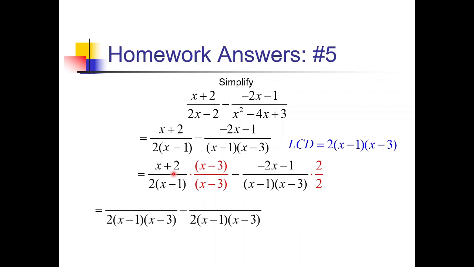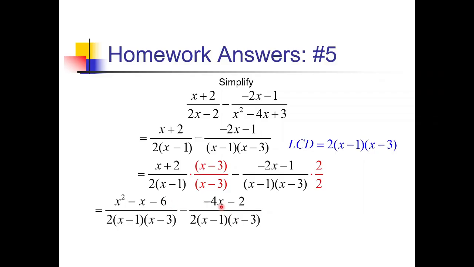For my first fraction here, I'm going to have x times x, which is x squared. X times negative 3 is negative 3x, but we also have a 2x in there, so that's negative 1x total. And then we have a negative 6. For this next one, I have a negative 4x, because negative 2x times 2, and also a negative 2.